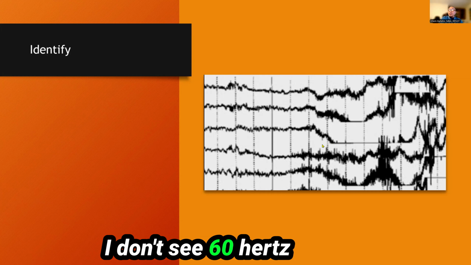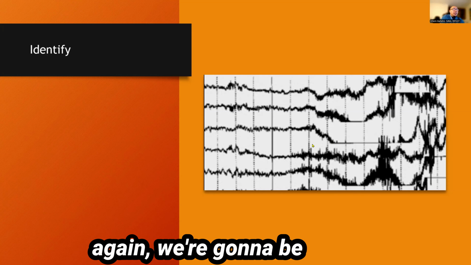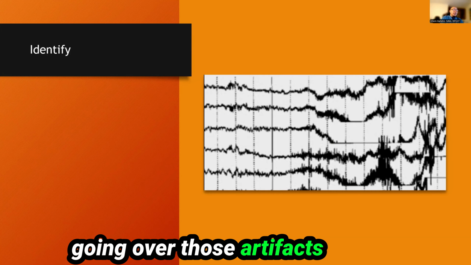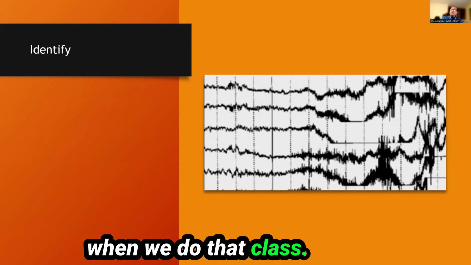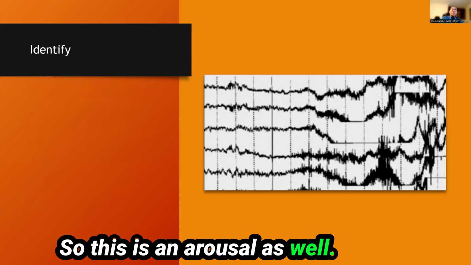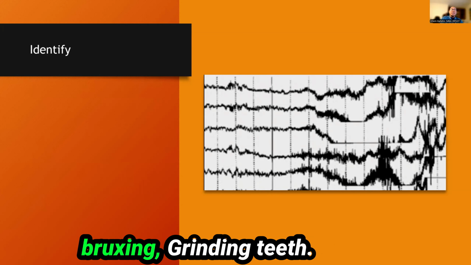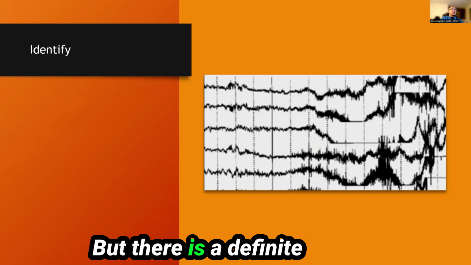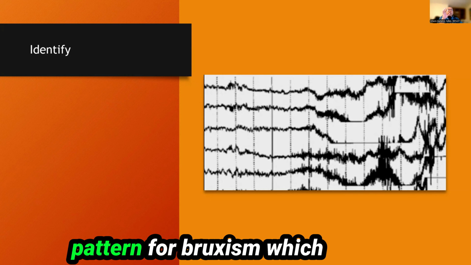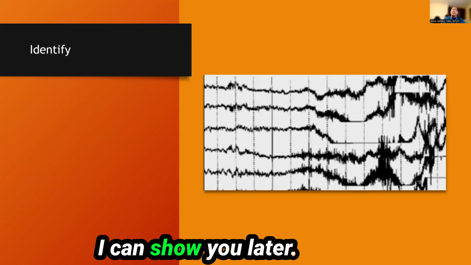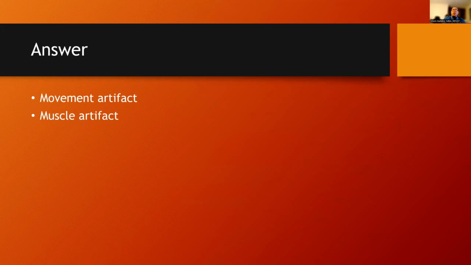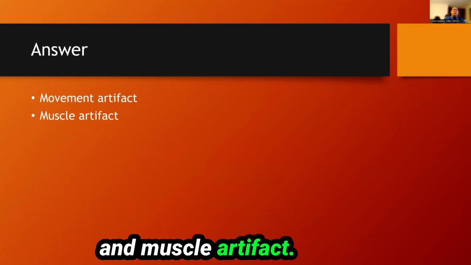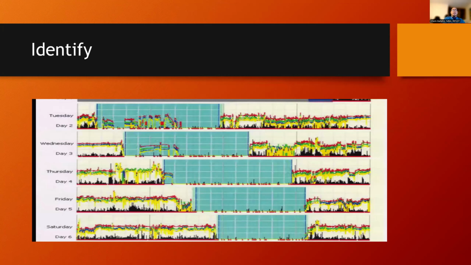I don't see 60 hertz artifact, but then again, we're going to be going over those artifacts when we do that class. So this is an arousal as well. The patient could be bruxism, grinding teeth, but there is a definite pattern for bruxism, which I can show you later. Movement artifact and muscle artifact. All right, very good.